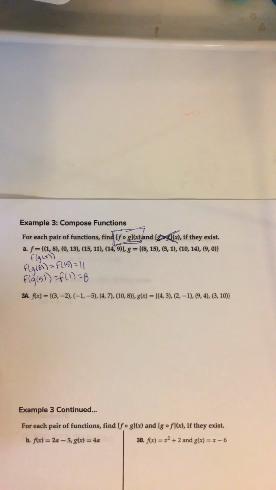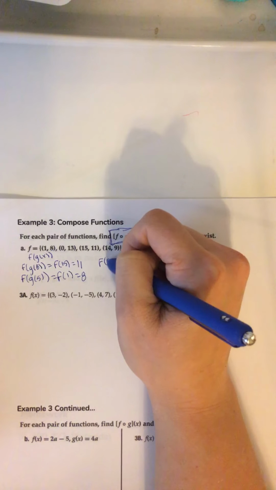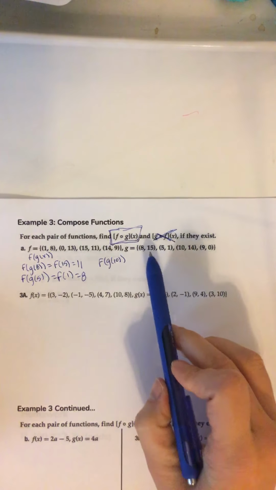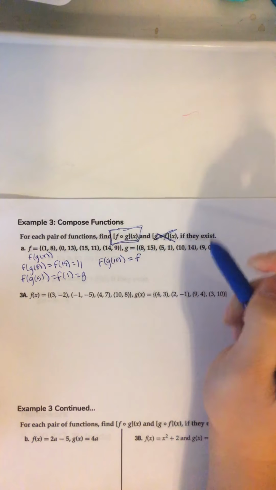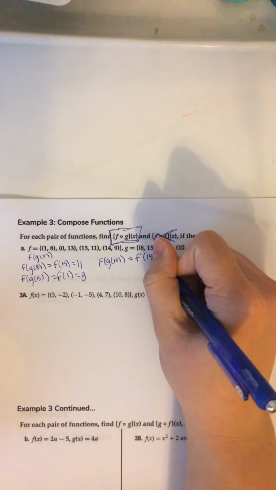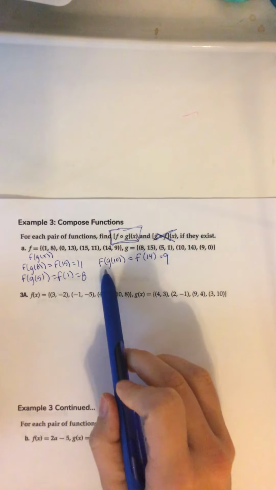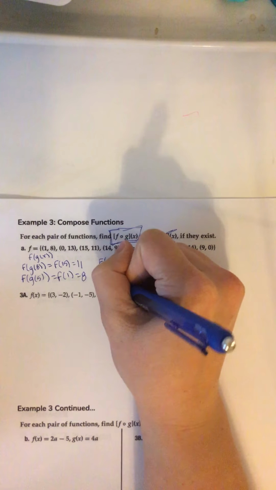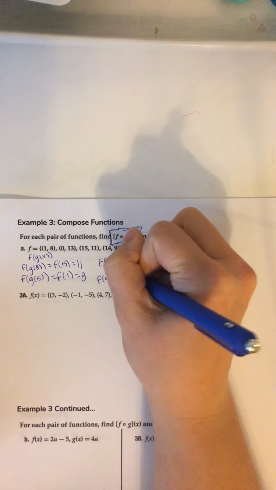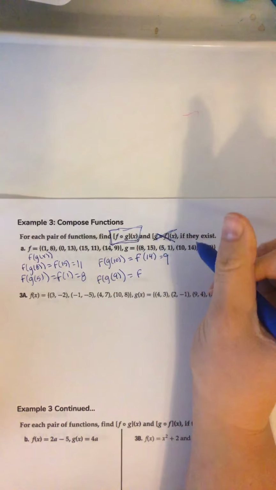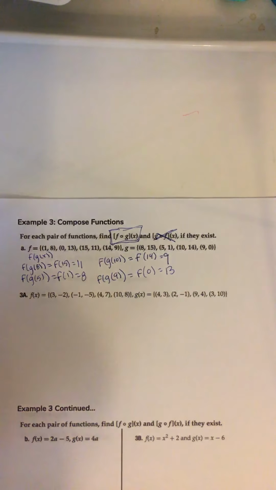And I'm going to keep going down my list here. f of g of 10, and I'm just using the x values right here. That's where I'm getting these numbers. f of g of 10, well, g of 10 is 14. f of 14 is 9. And my last one here, f of g of 9, well, g of 9 is 0, and f of 0 is 13.